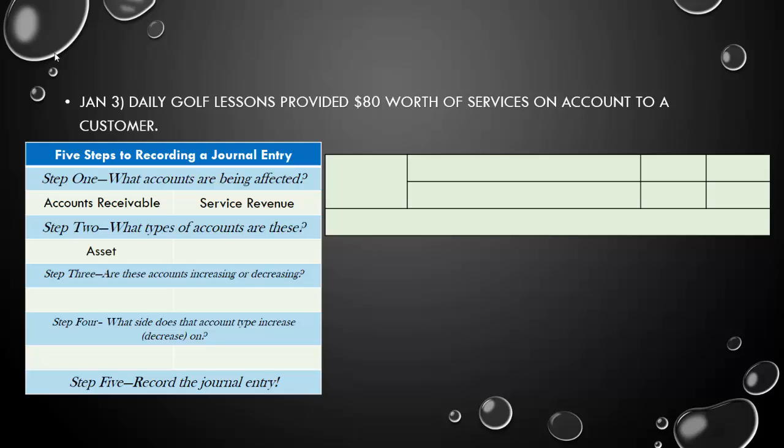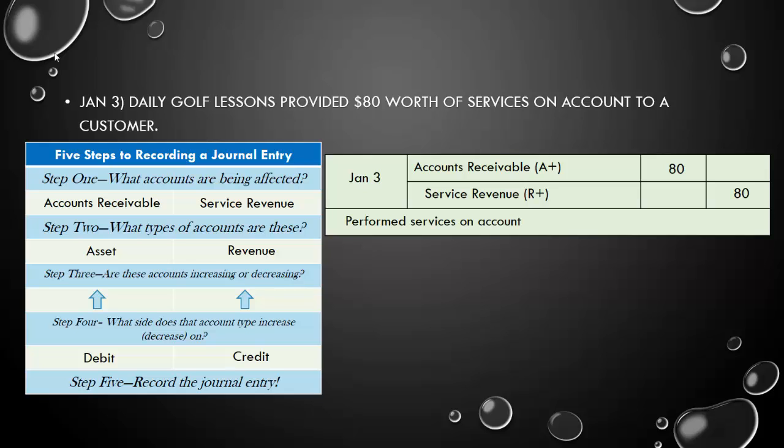Accounts receivable is an asset, service revenue is a revenue account. Accounts receivable tracks how much money is owed to your business in total. Well, if we're billing another customer who's going to owe us money, the total amount of money owed to Daly Golf Lessons has to be going up. And again, we're recording revenue here, which tracks how much service we provided. We just did another job. That has to be going up as well. Assets go up with a debit, while revenues go up with a credit. So the journal entry on January 3rd is a debit to accounts receivable for $80 and a credit to service revenue for $80, which records the fact that we performed services for a customer on account.